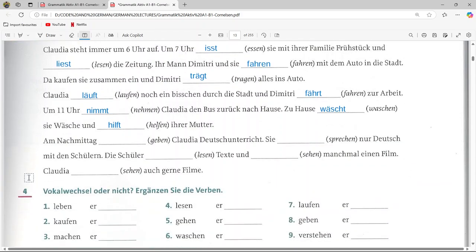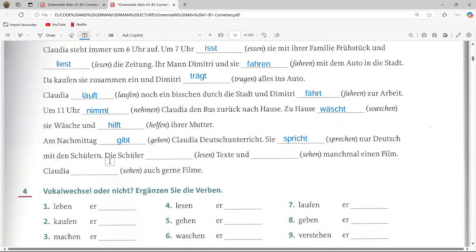Okay. Then am Nachmittag, so at the late afternoon, this is about Claudia. So sie case. So gibt Claudia Deutschunterricht. So at the late afternoon Claudia gives the German class. Okay, so she takes a German class. Sie, so this sie is a she. Okay, so sie spricht, she speaks, sie spricht nur Deutsch mit den Schülern. So she speaks only German with the students.